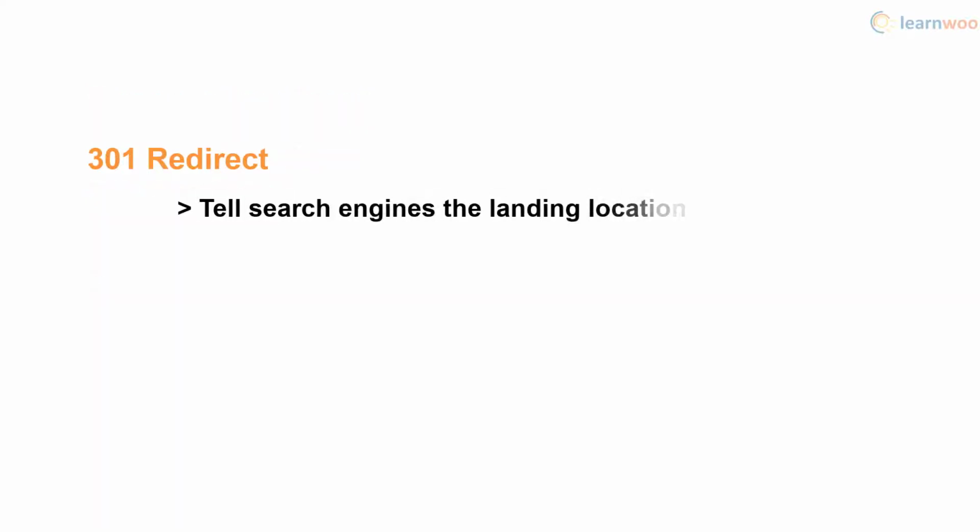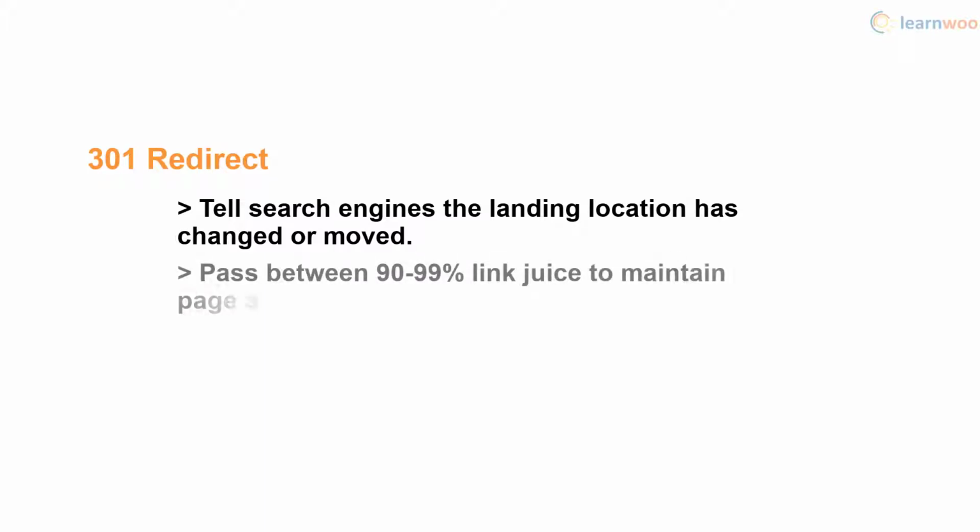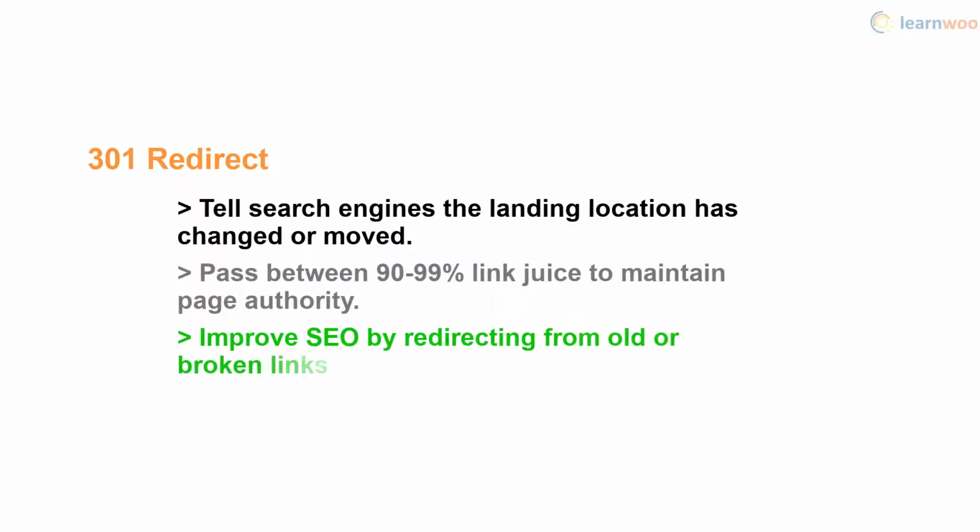301 redirects tell search engines that the page where you want visitors to land has changed or moved and also pass between 90 to 99% of the link juice to the new URL, thus preserving your page authority. This way, redirecting from old or broken links can improve your SEO. However, redirects can decrease your page's loading speed by a measurable and significant margin.